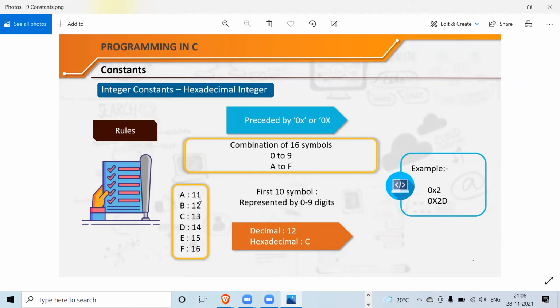Now I will tell you why A is 11 here. A is the 11th character, because 10 characters are here, 0 to 9: 0, 1, 2, 3, 4, 5, 6, 7, 8, 9. It is the number at which it comes. It's not its value. Is that understood? Yes, got it.